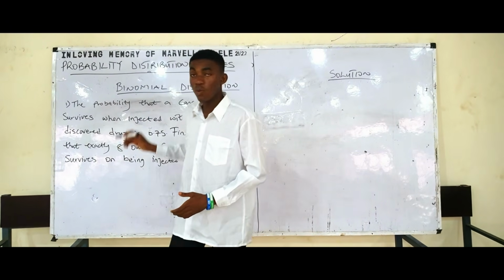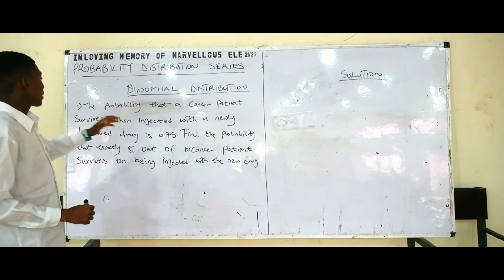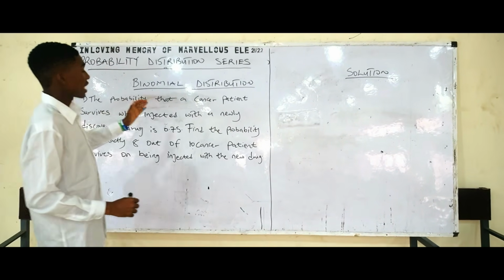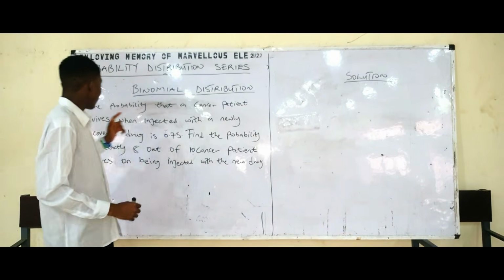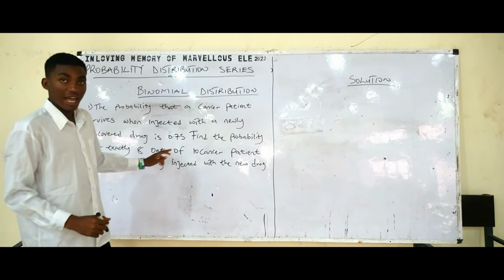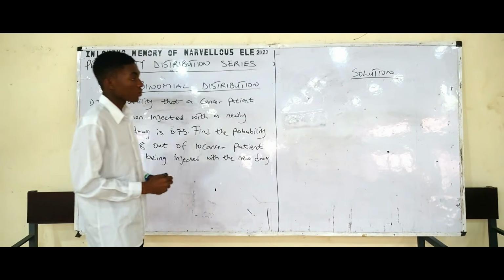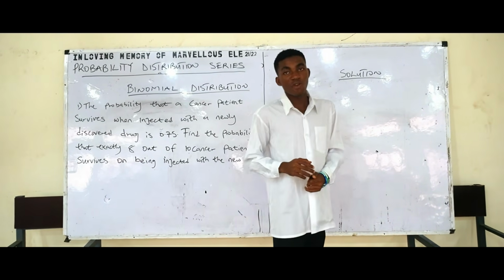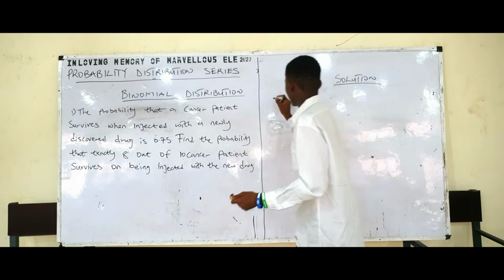So we have a working example here. The example says the probability that a cancer patient survives when injected with a newly discovered drug is 0.75. Find the probability that exactly 8 out of 10 cancer patients survive on being injected with the new drug. In all my videos, before you solve any problem, you assign your parameters. So let's put it together.